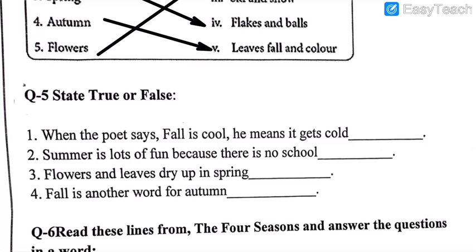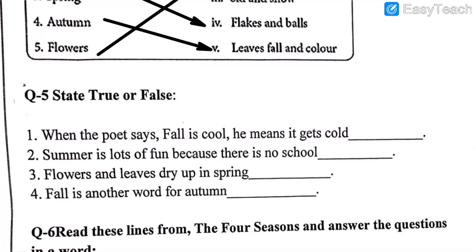And the last question for true or false and of this test. Number 4. Fall is another word for autumn. See whether it is true or false. Your time starts now. 5, 4, 3, 2, 1 and 0.